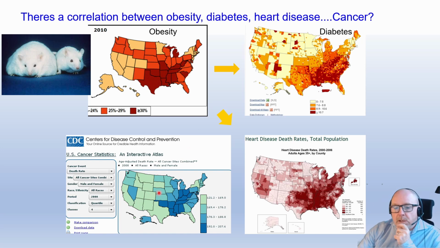What about cancer? So again, if we go back to these maps and we start looking for correlations between diseases, and we take obesity as a disease and see how obesity compares to cancer, all cancer types, regardless of sex, male and female, all races, we see it looks like there's a correlation there between obesity and cancers.